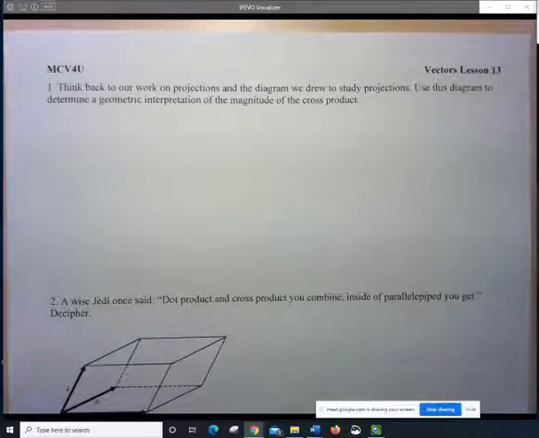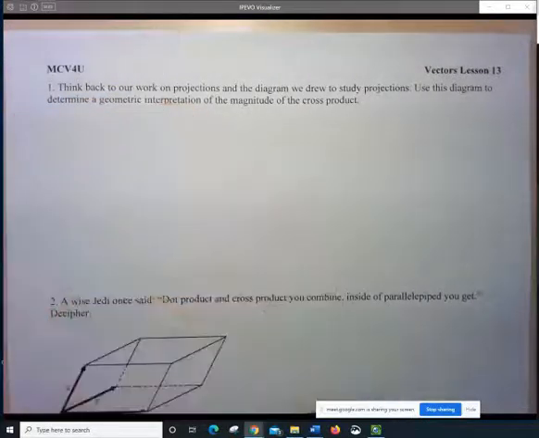First, the first couple are geometric things. It says, think back to work on projections. Hint, hint, the idea of projections will come into play. It says, use the diagram to determine a geometric interpretation of the magnitude of the cross product. All right, so let's think back to what our diagram looked like, and then I'll give you some time to work on it.